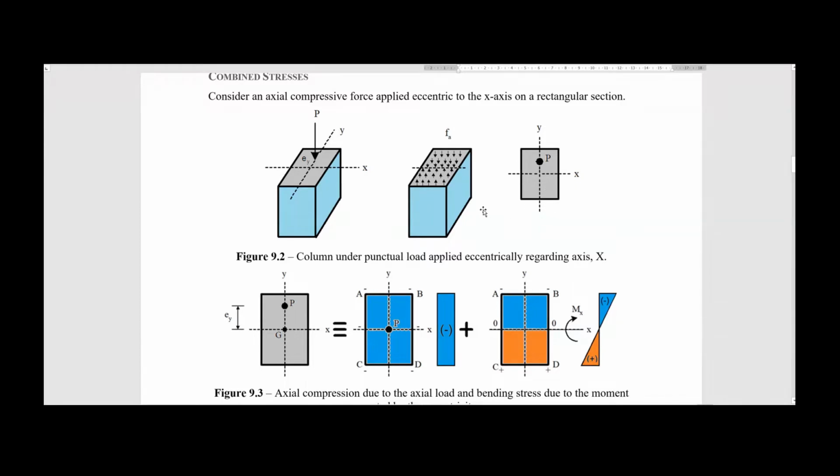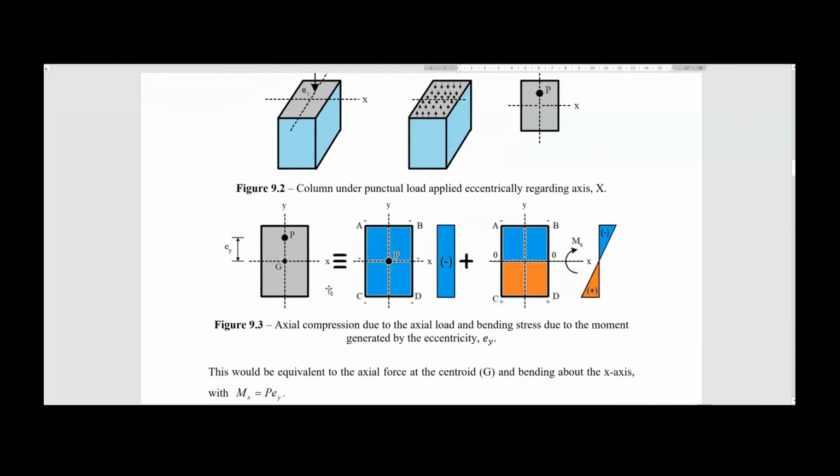We had said as well that when we have a combination of these two actions, with this column with an eccentric load, in order to do the analysis properly, it's better to decompose the effect of the axial stress with the load at the center of gravity, and the effect of the moment around the axis X in this case, but it could be around the axis Y as well.